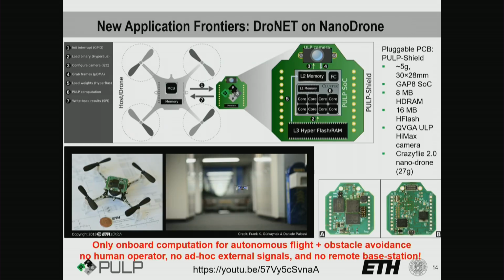And a PhD student in our group has actually taken this GAP8 processor and mounted it on a nano drone, which is a very small UAV, where this chip now runs the DroneNet neural network. And in doing so, this drone is capable of fully autonomous flight and obstacle avoidance without any human operator, all computation running entirely on the drone, driven by the high energy efficiency that the Pulp processors offer. There's a YouTube link for you to visit if you want to see a video of that thing flying around the lab.